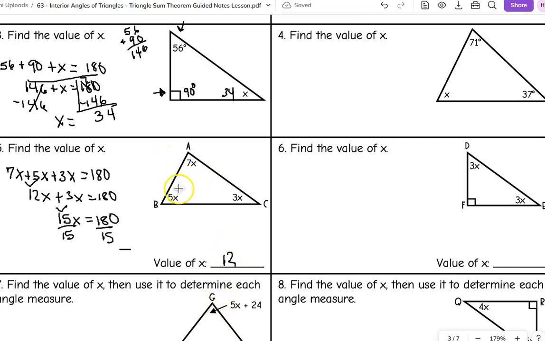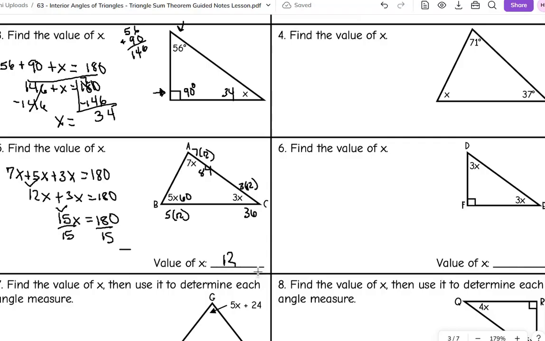Now, the way I could check it is I could plug 12 into all of these. So 7 times 12, 3 times 12, and I should end up with 180. So 3 times 12, I think, is 36. So this is 36. 7 times 12 is 84. 5 times 12, and you don't have to check it. If it was a test, I would. Now I'm going to add 60 plus 84 plus 36, and I do get 180. So my value of x is 12.